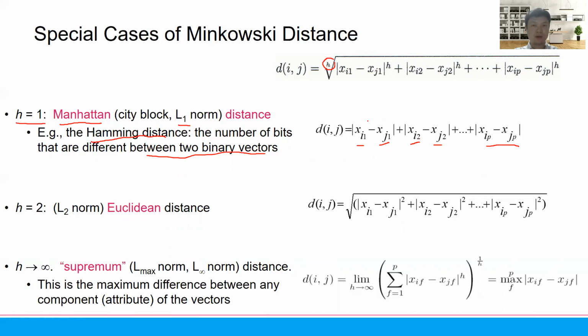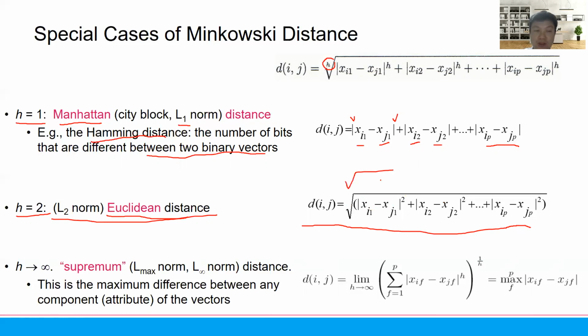For every subtraction, we put the absolute function, and the result will be the dij. Then the second is the L2 norm, or Euclidean distance, where h equals 2. I guess it is a very famous formula. Every time we find the gap or subtraction, we take the absolute and the power of 2. The result will have the square root, so we put the square root.